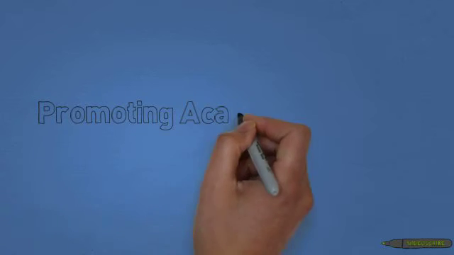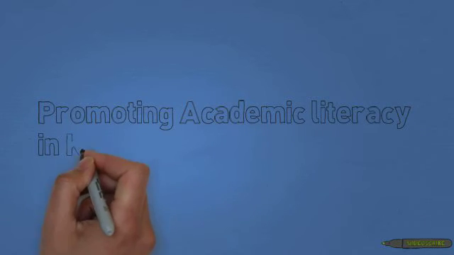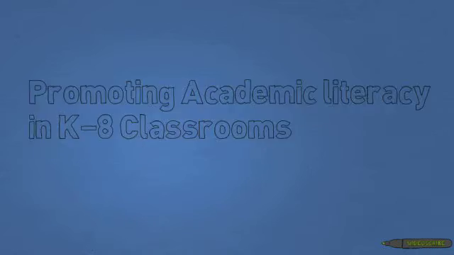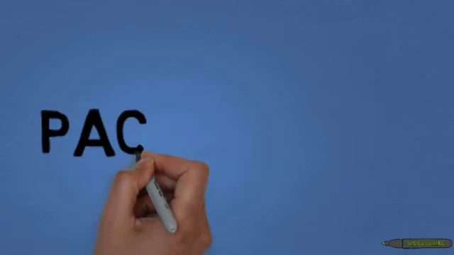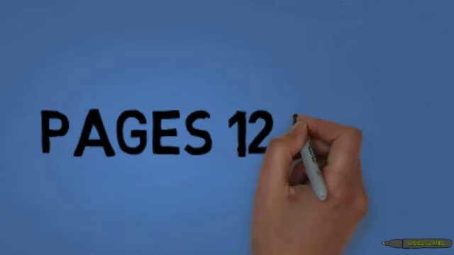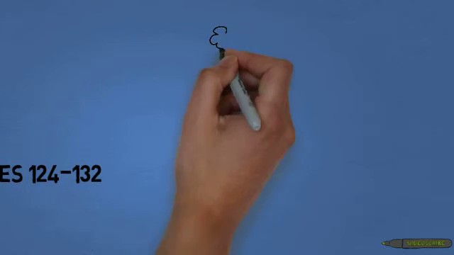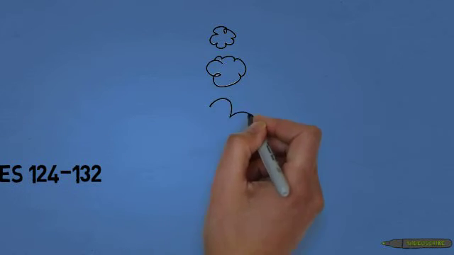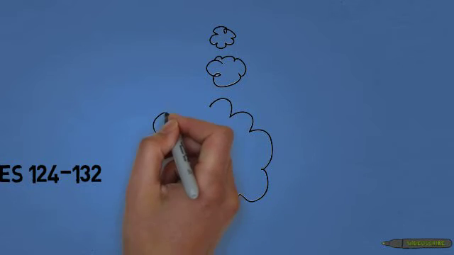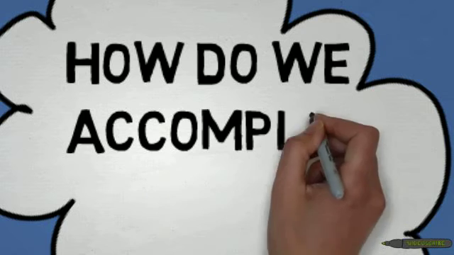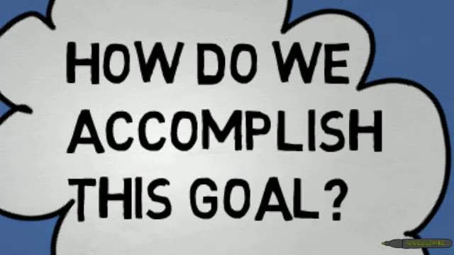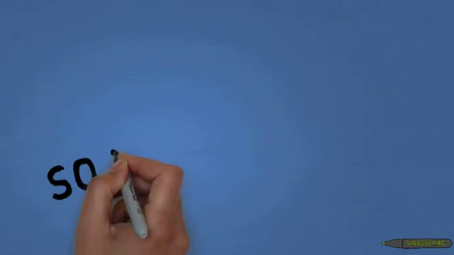This section is called Promoting Academic Literacy in K-8 Classrooms. It covers pages 124 to 132 in our text. As I was reviewing this section, I thought to myself, how exactly do we accomplish this goal? The textbook does a good job of outlining where to begin.